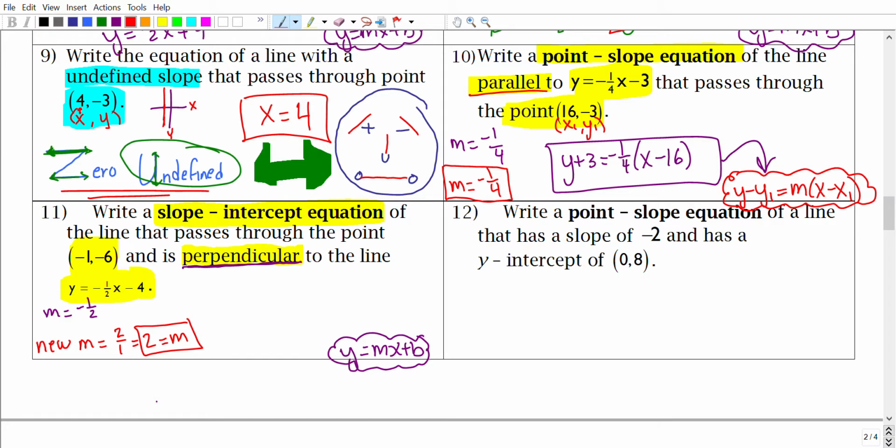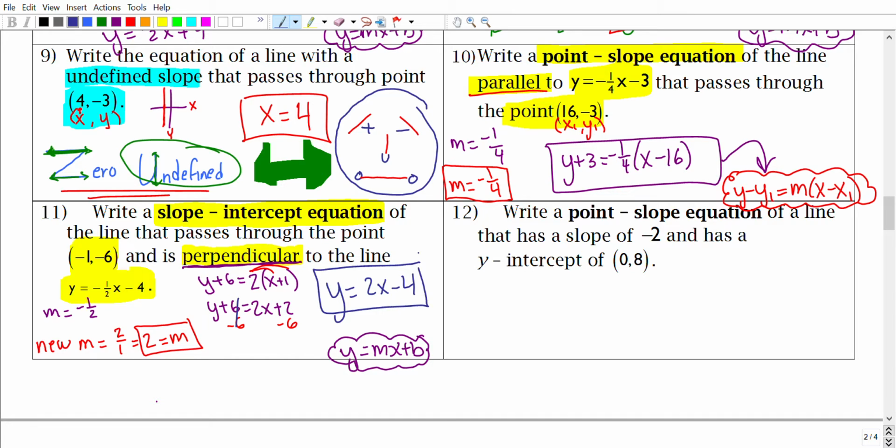Okay, but we do have a point and a slope now, so I can go ahead and write a point-slope equation. So what do I have? I have y minus a -6, which is a positive 6, a slope of 2, and then x minus a negative 1, which is a positive 1. Not the form I want, so I distribute. I get y plus 6 equals 2x plus 2. Subtract my 6, and I get a final answer here of y equals 2x minus 4.